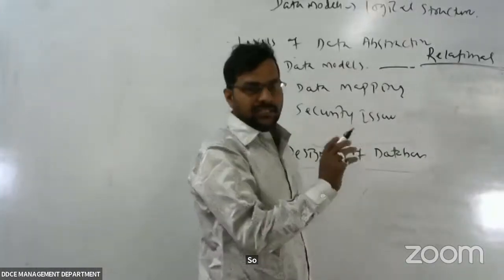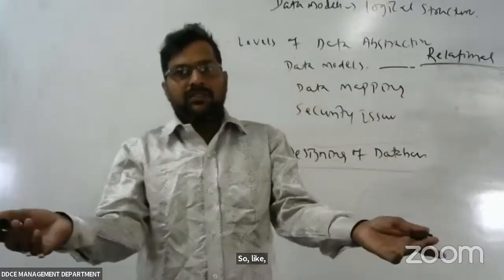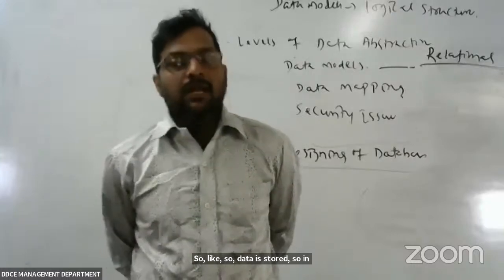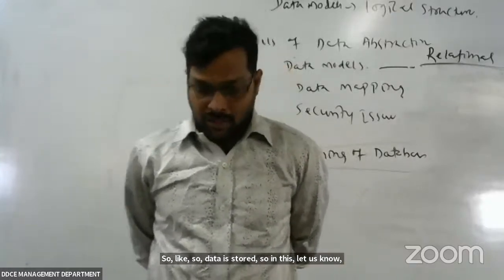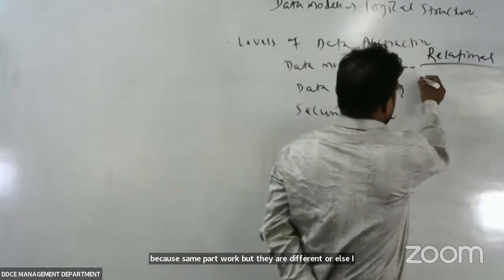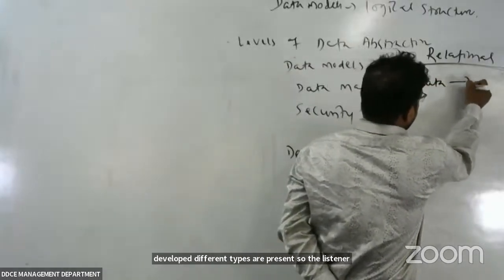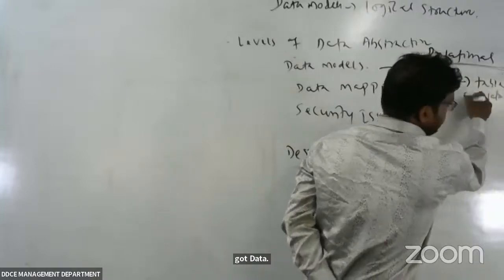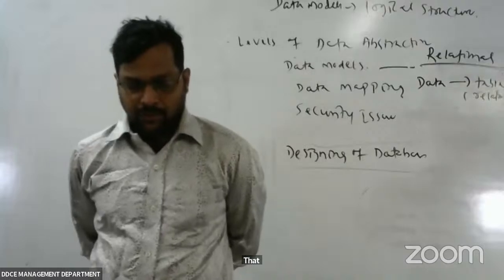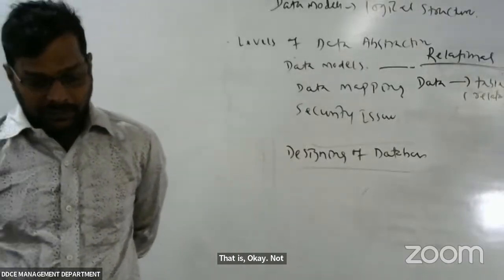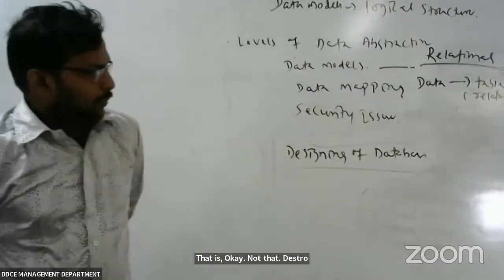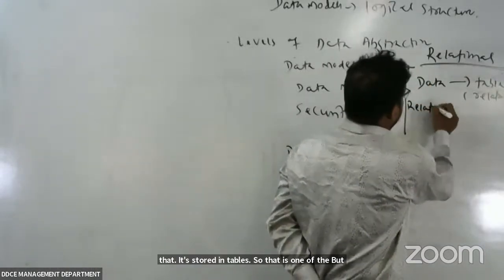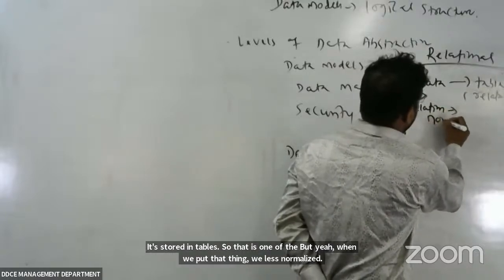For the same purpose, different models have been developed. In the relational model, data is stored in the form of tables, and that is known as a relation. Data is stored in tables, so that is called a relation. But here, one important thing: relations have to be normalized.